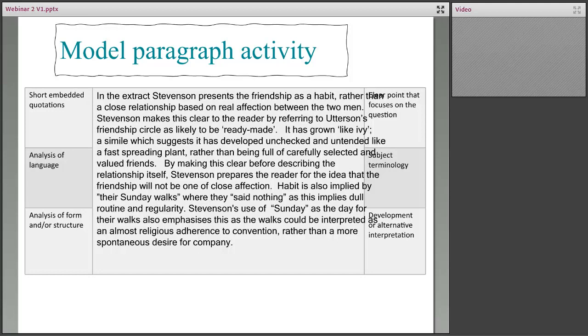And yes, somebody's put, you could leave a blank space, and you could also adapt this for an extract. I think they're still talking about the previous one, are you, Nicola? Still talking about the previous one. But anyway, model paragraphs I do a lot of.